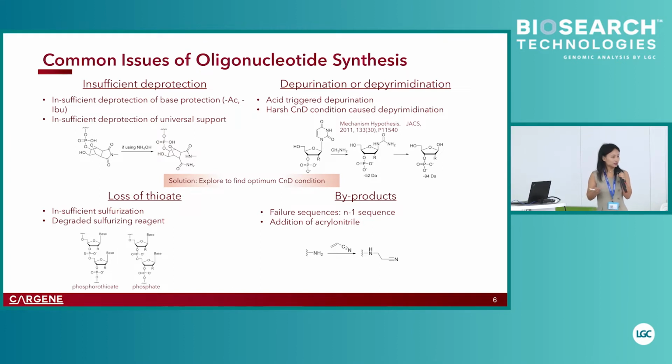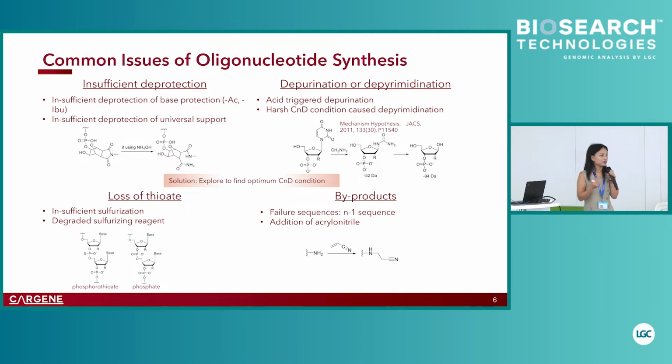There are a few reasons that cause such an issue, for example, insufficient sulfurization. It could also be a reagent quality issue. But if you see such a -16, at least you identify the problem is most probably from the loss of sulfur. Of course, there are other byproducts. The most common ones would be the failure sequence. If your coupling is not very successful, you will see missing one base or a couple of bases. And also there could be addition of acrylonitrile.